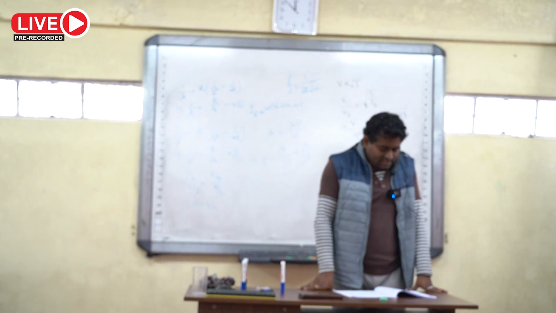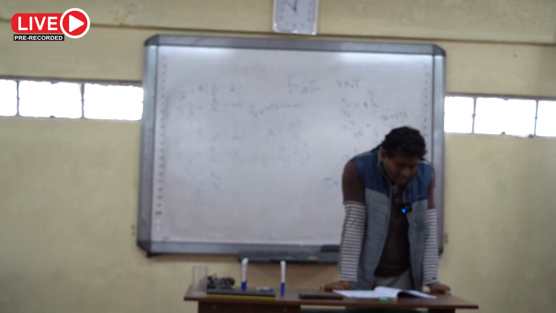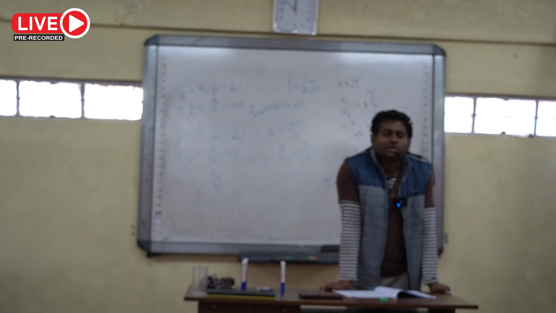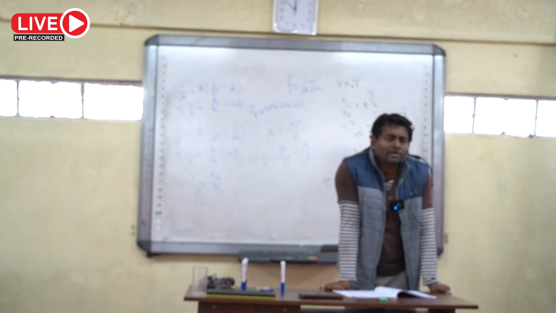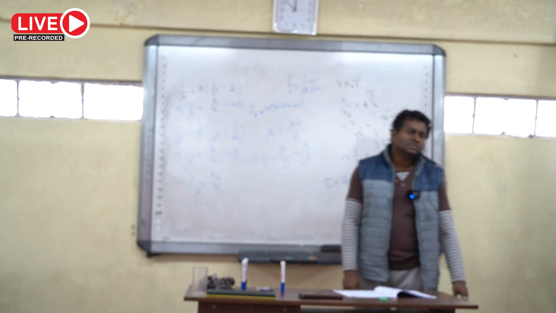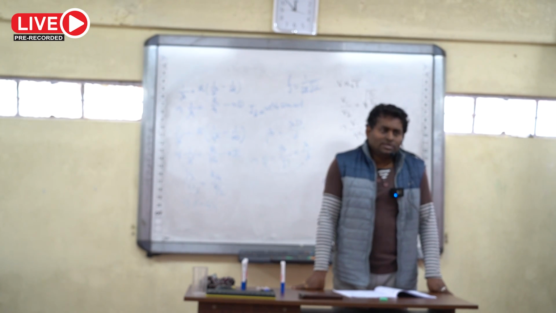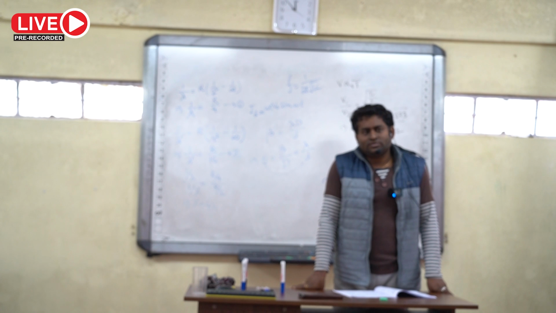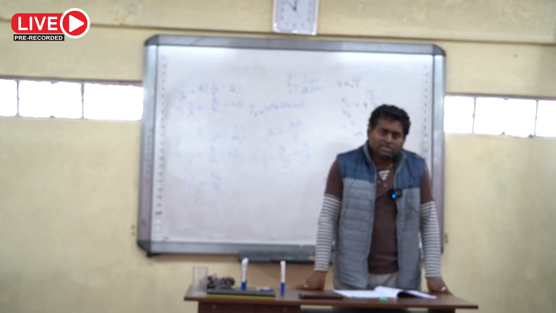Okay, next question. 36. Two thin lenses are of the same focal length, but one is convex and the other is concave. What is the focal length of the combination? 1 by f equivalent equal to 1 by f1 plus 1 by f2. But for the convex lens, focal length is positive, and for the concave lens, focal length is negative. So 1 by f minus 1 by f, that will be 0. So equivalent focal length will be infinity.